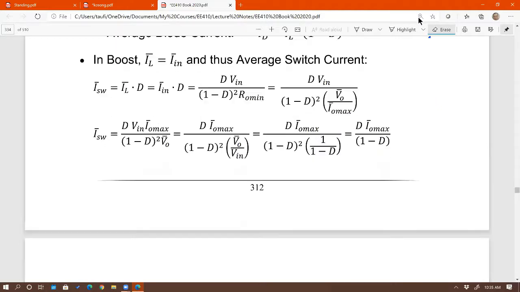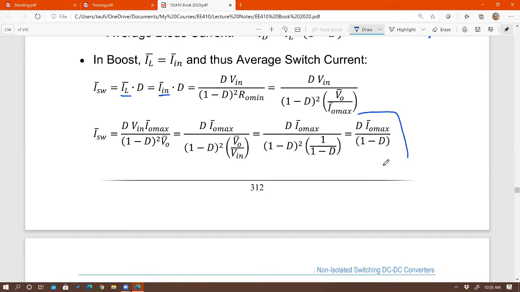Okay, so here is what I did right there. I derived the I_L average based on the equation that we derived before, right? You can see that I_L average is the same as I_in average, as you already know, and so on and so forth. And at the end, I have a very simple equation right there, which I like. You can see different equations though, right? There are many equations to express I switch average. 1, 2, 3, 4, 5, and at the end I simplify into a much shorter equation that's equal to D I_out max over 1 minus D.